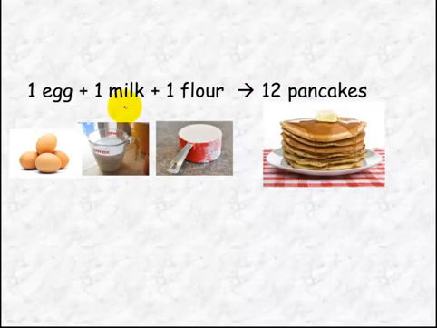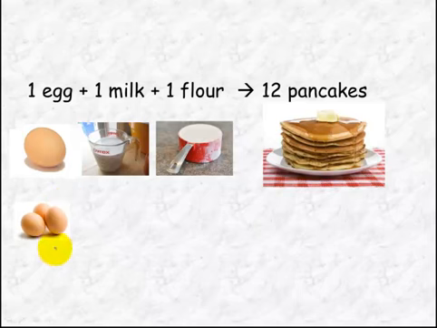Why is that? Because I've only got 1 cup of milk and 1 cup of flour. So what I will do is I will just use that 1 egg and I will have 3 eggs left over. The milk and the flour are then said to be the limiting reactants because this is what is limiting the amount of pancakes that can be made. It's not the eggs because I've got 4 eggs available, but only one of those eggs is going to react with 1 cup of milk and 1 cup of flour to make 12 pancakes.